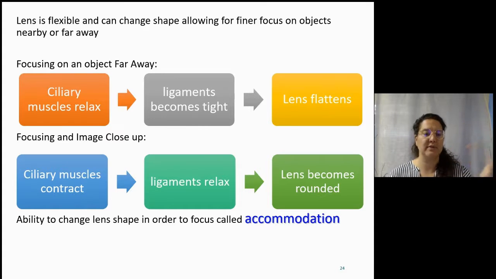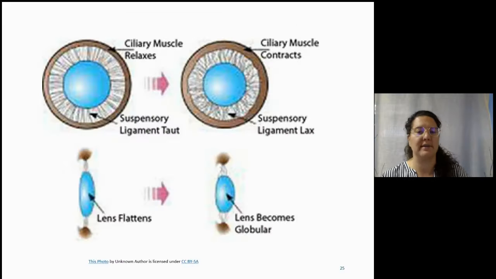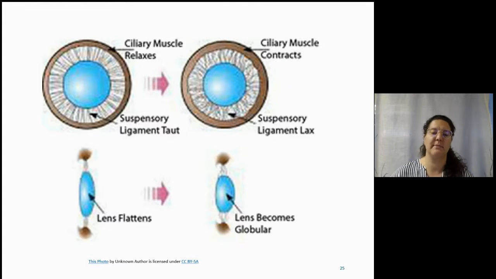To focus on a close-up image, our ciliary muscles contract. Now those suspensory ligaments can relax and our lens becomes more rounded. This is known as accommodation. Our next slide will be an image. We have those relaxed ciliary muscles in the top left, so we have tight suspensory ligaments and a flat lens. On the right-hand side, we have the contracted ciliary muscles, loose suspensory ligaments, and a much wider, fatter lens.